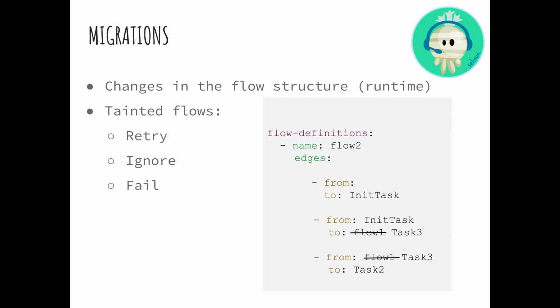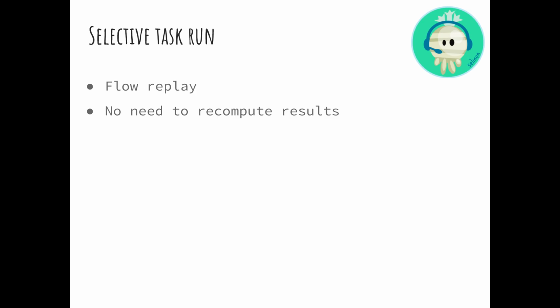That is, they can be retried, so Selinon reschedules the whole flow and recomputes results of tasks and possibly subflows, or you can ignore it and let the system run with the old configuration, or simply you can mark these flows as failed because they don't respect the new configuration. This tainted flow strategy is up to you, and it's basically how you would like to tackle these tainted flows. So it depends on your case.